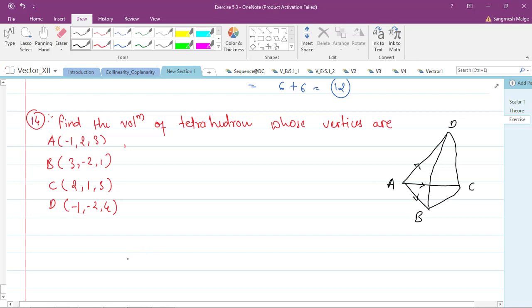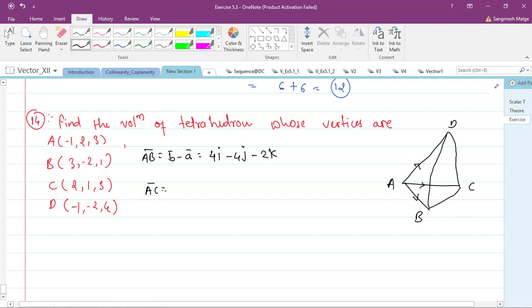So let's find out those vectors now. AB bar is nothing but B bar minus A bar, which is 3 minus minus plus 3 plus 1 is 4i, minus 2 minus 2 minus 4j, and 1 minus 3 is minus 2k. That is AB bar.